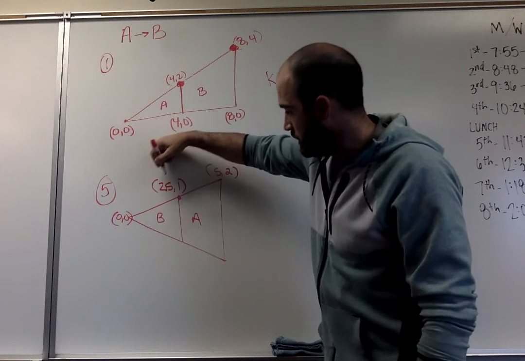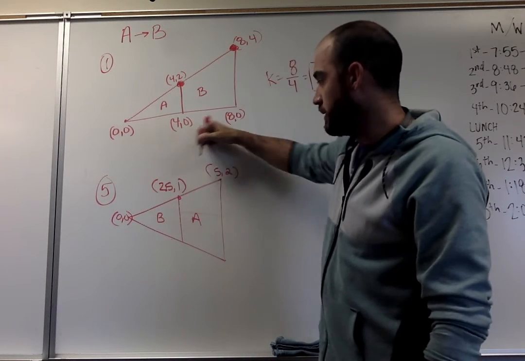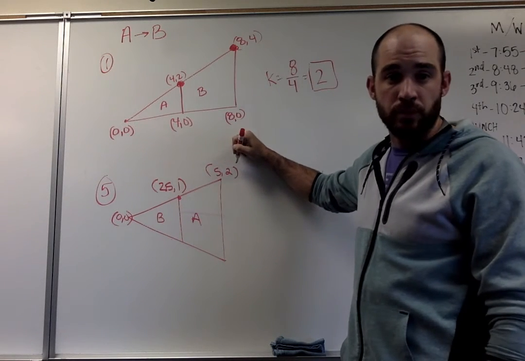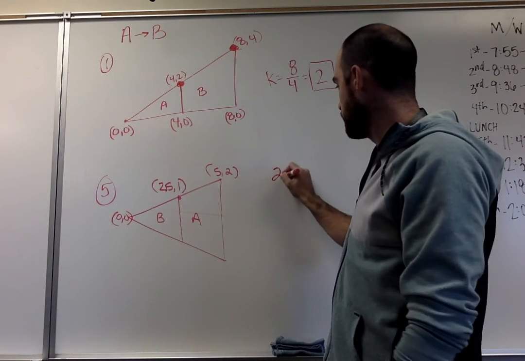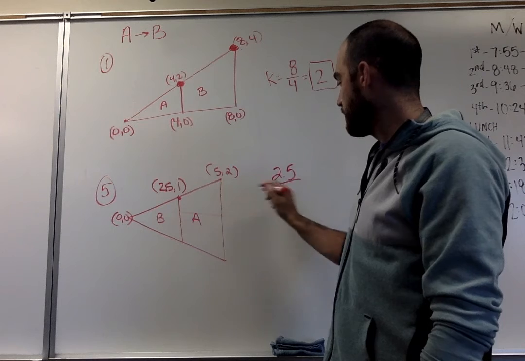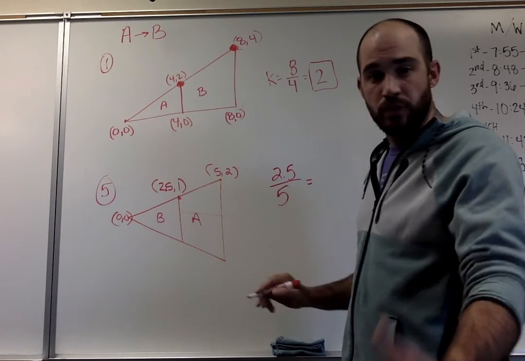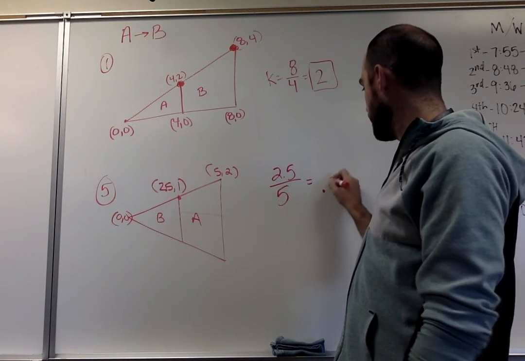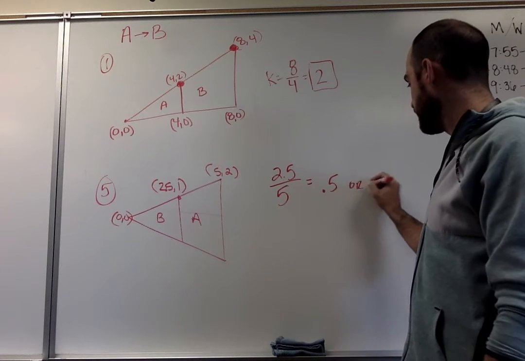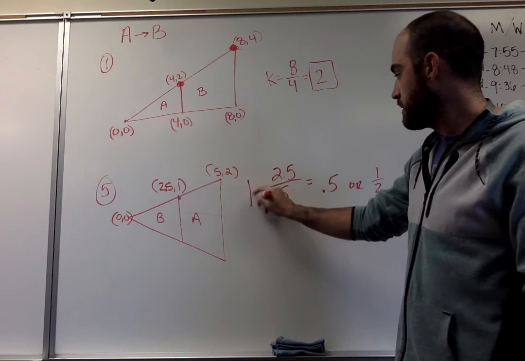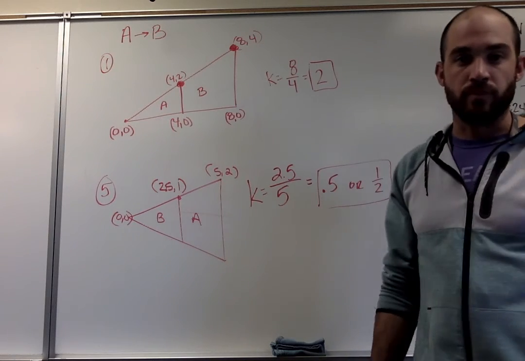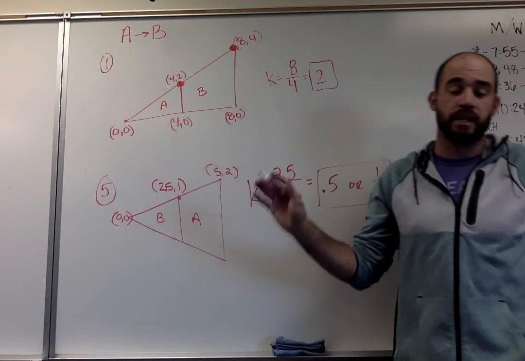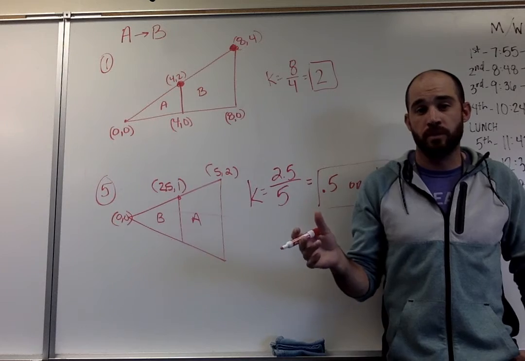So my after would be 2.5, and my before was 5. I can take either of those values, it doesn't matter. So I'm going to take 2.5 divided by 5. If you do that in your calculator, it gets you 0.5, or if it's a fraction, it'll get you 1/2. So I know my scale factor is going to be 0.5 or 1/2, which makes sense because we said it got smaller, so it's between 0 and 1.